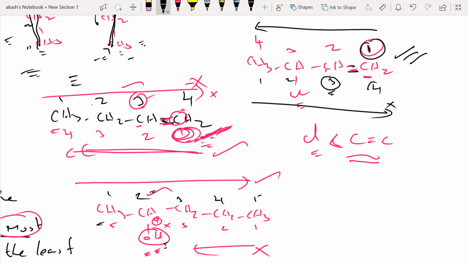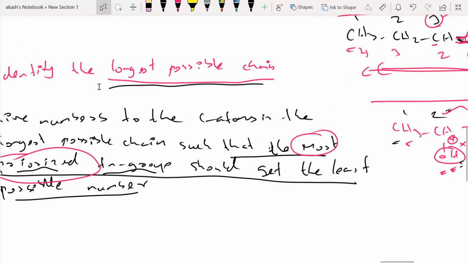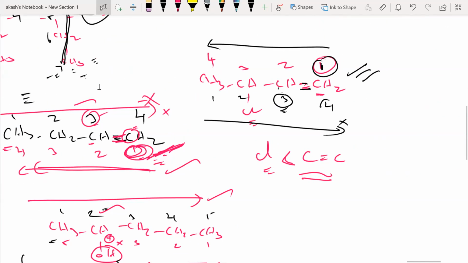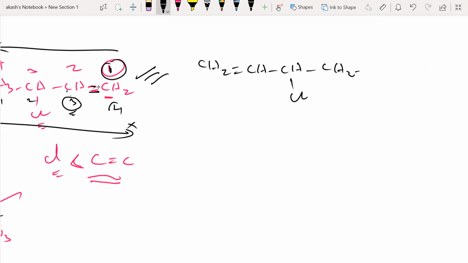So I have to give you the priority order. Let me give you the priority order now. See, in this case, you have only 2 functional groups. What if I have 10 functional groups, 20 functional groups? Let me tell you one more thing also. See, now look at this. If you have CH3, CH2 double bond CH, and CHCl, CH2, CH double bond CH2.